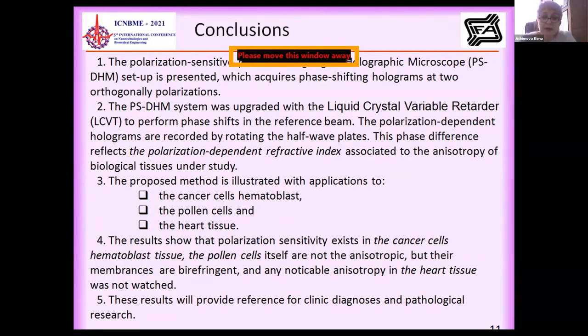And the proposed method was applied to cancer cells, hemoplast, pollen cells, and heart tissue. The results show that polarization sensitivity exists in the cancer cells and hemoplast tissue, and the pollen cells themselves are not anisotropic, but their membranes are birefringent. And no noticeable anisotropy was observed in the heart tissue. And we consider that this result will provide a reference for future clinical diagnostics and pathological research.